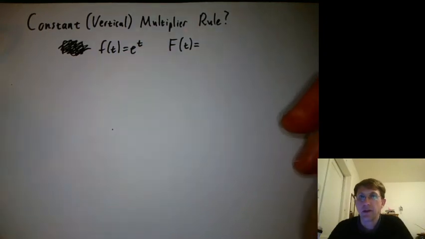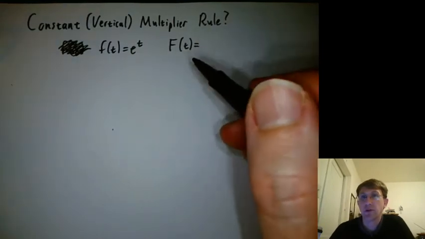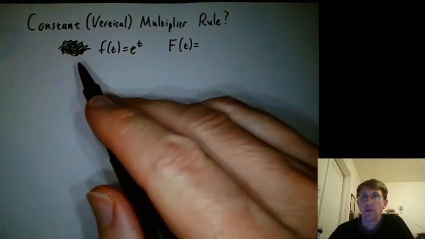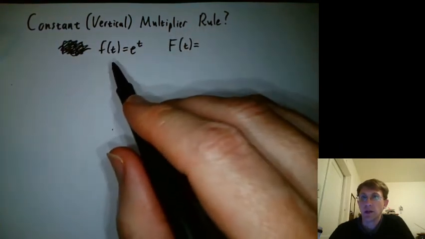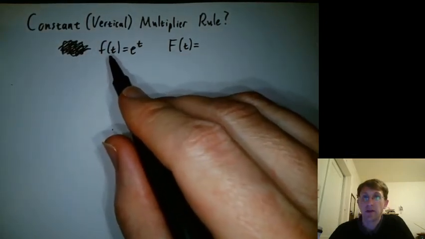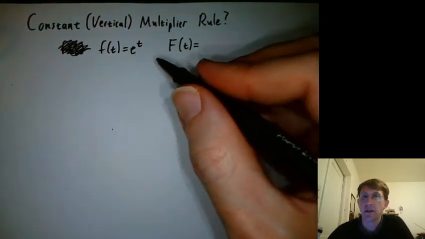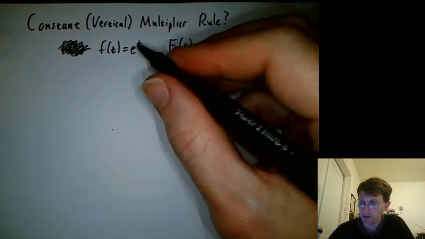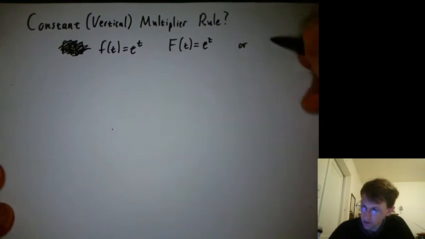So now that we have the antiderivative concept, let's talk about things that worked with derivatives and think about whether they'll work with antiderivatives. One thing we really liked for derivatives was the constant vertical multiplier rule. So let's give ourselves a little function to play with. If f of t, little f of t, is e to the t, what is big F of t, do you think? What's the antiderivative of e to the t? What function, when you take its derivative, is e to the t? Well, e to the t. Or you could write that as the integral of e to the t dt is e to the t plus a constant.